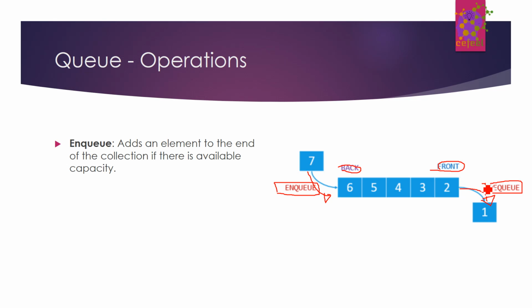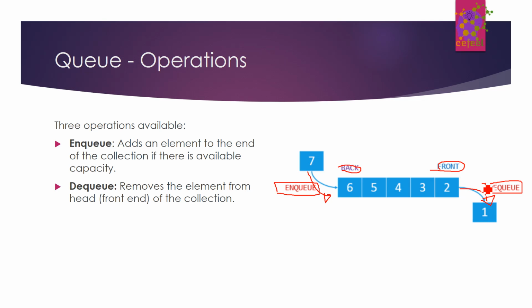So what is an enqueue operation? Enqueue is the operation wherein a new element is added to the end of the collection, and definitely we check if there is available capacity. If there is no capacity in the queue, we cannot do it. Similarly, the dequeue operation removes the element from the head or from the front of the collection.